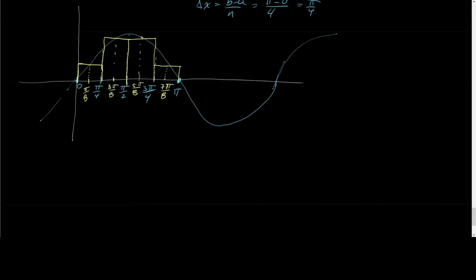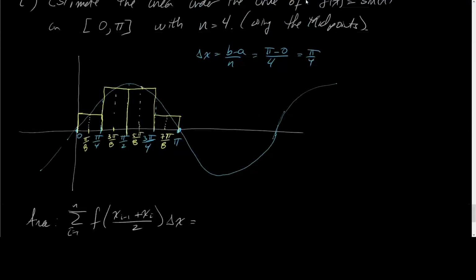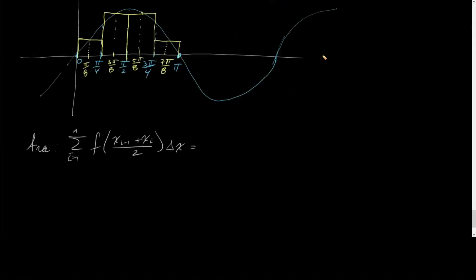Now, let's see. Our area is going to be the summation from i equals 1 to n of f of x sub i minus 1 plus x sub i over 2, the average of the two, times delta x. And what does that mean in this case? Delta x we know to be pi over 4.